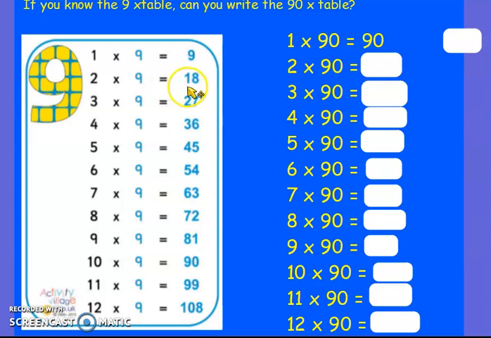2 times 9 is 18. What do you think 2 times 90 will be? You might have guessed it, 180. Well done. Pause the video and see if you can work out the rest of the answers for the 90 times table. I challenge you to write these down in your book and press play again when you're ready to mark your answers.